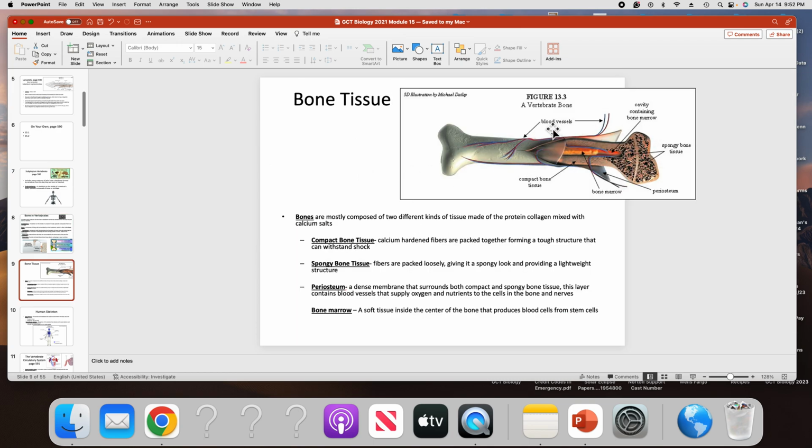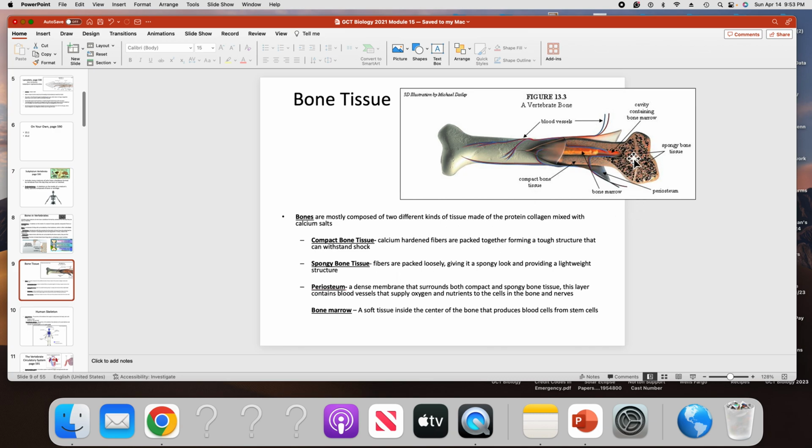So looking at this figure of bone tissue, you can see that bones are composed of different kinds of tissue made of the protein collagen mixed with calcium salts. So we know calcium is really important for bone formation. Let's take a look at the various tissue we have in the diagram here. You have compact bone tissue, that's shown here, and that's along here. These are calcium hardened fibers, and they're packed together to form a tough structure that is very well designed for absorbing shock.